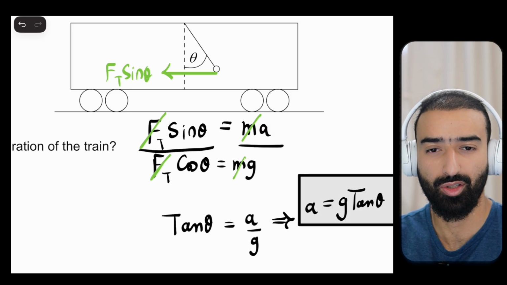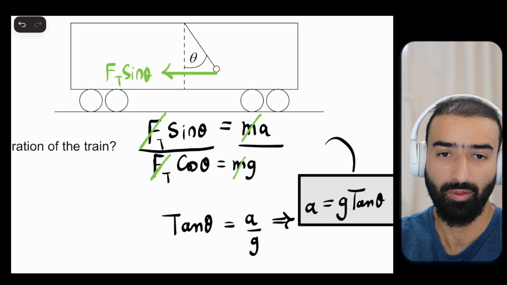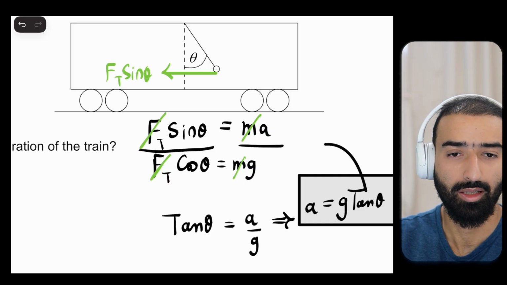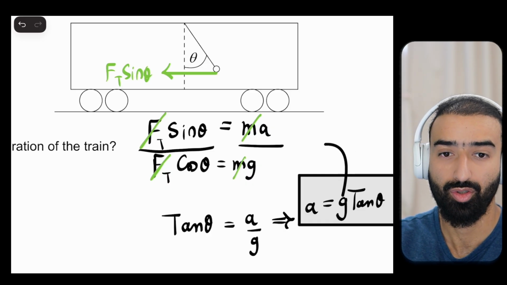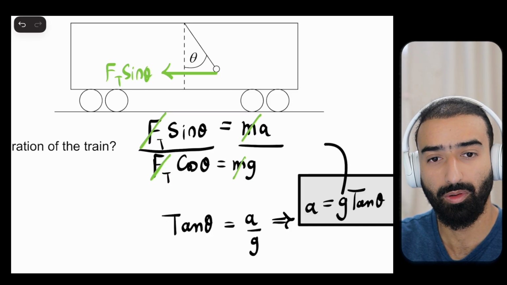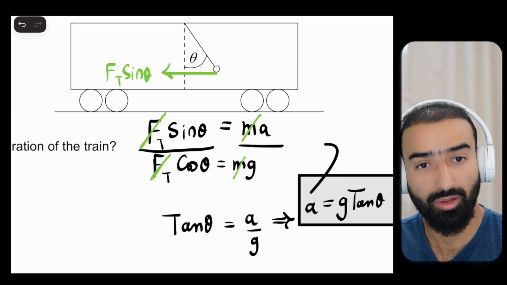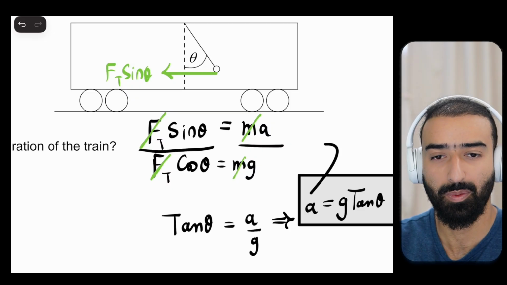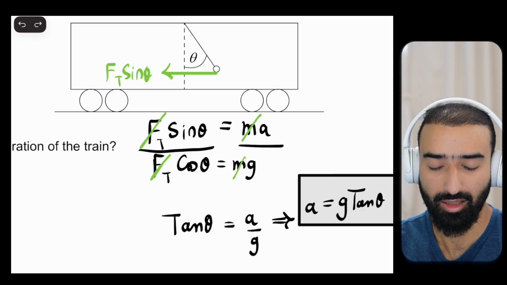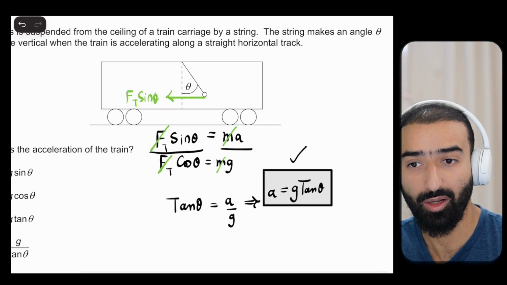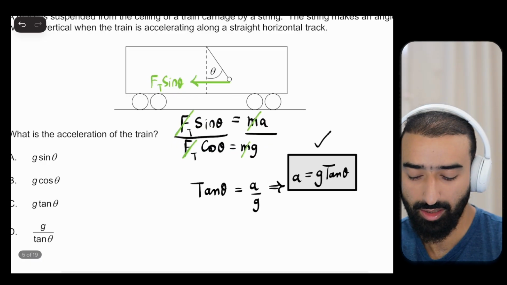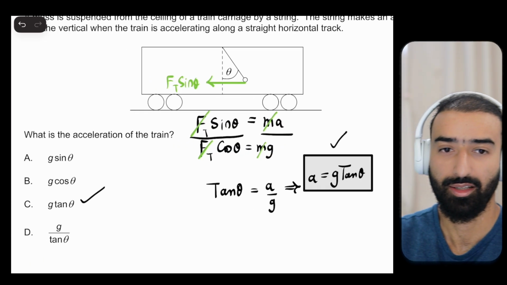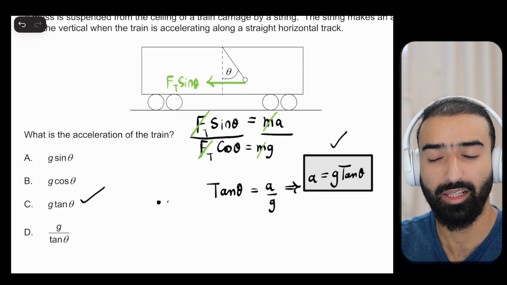A quick sanity check. What are the units on the right hand side? Well, tan theta is unitless. g is meters per second squared. And acceleration should have those units, meters per second squared. So this does make sense. Let's see if we have an option. g tan theta. That's it. And we completely solved the problem.